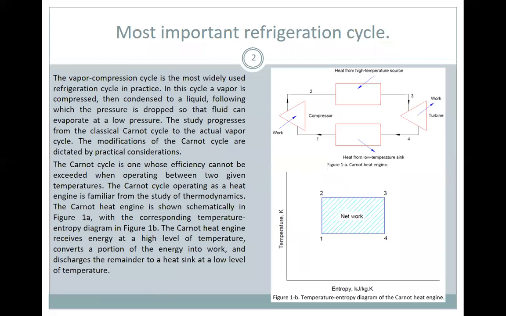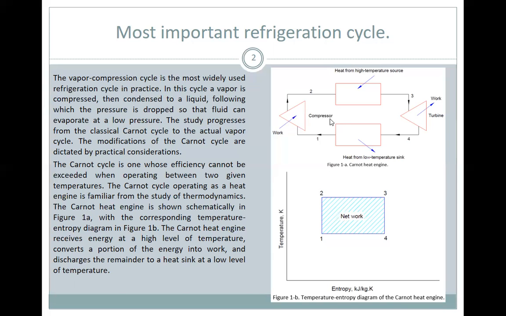So, most important refrigeration cycle. We start sa Carnot. So, the vapor compression cycle is the most widely used refrigeration cycle in practice. In this cycle, a vapor is compressed, then condensed to a liquid. Compress, condense. Following which the pressure is dropped so that the fluid can evaporate at low pressure.